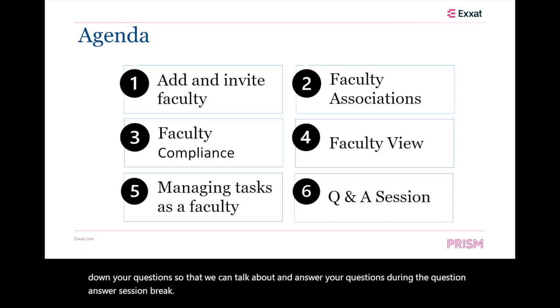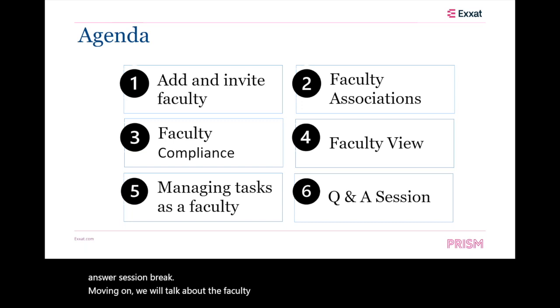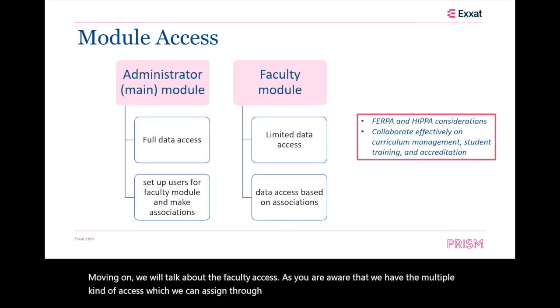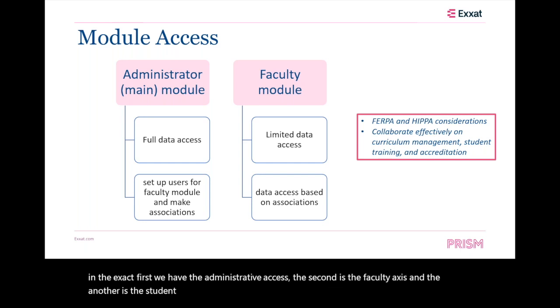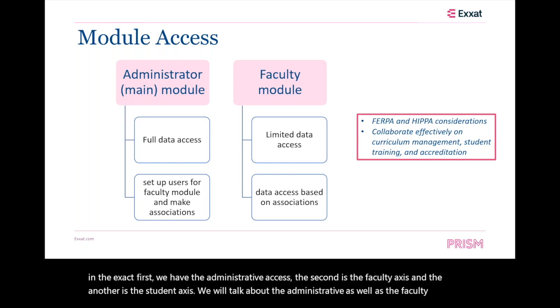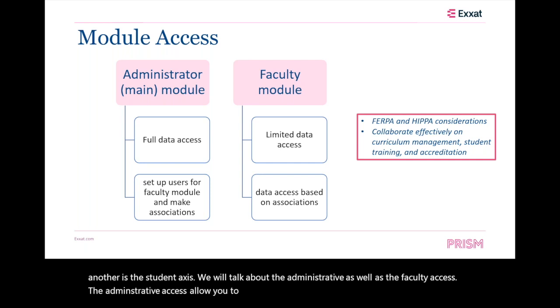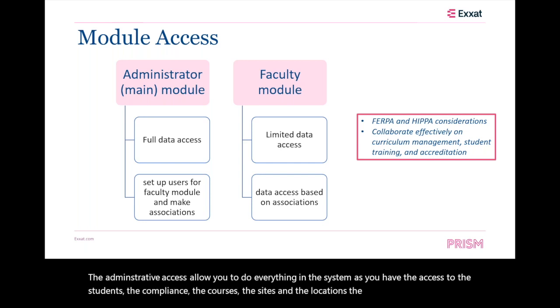Moving on, we will talk about the faculty access. As you're aware, we have multiple kinds of access which we can assign through the Exxat Prism. We do have three main types of access in Exxat. First, we have the administrative access. The second is the faculty access, and the other is the student access. We will talk about the administrative as well as the faculty access. The administrative access allows you to do everything in the system, as you have access to the students, the compliance, the courses, the sites and the locations, the placements, as well as the learning activities.